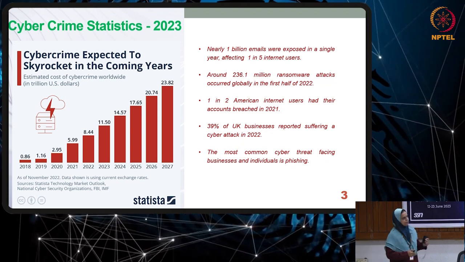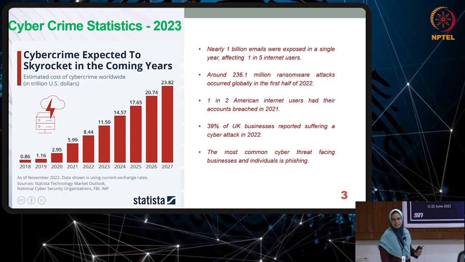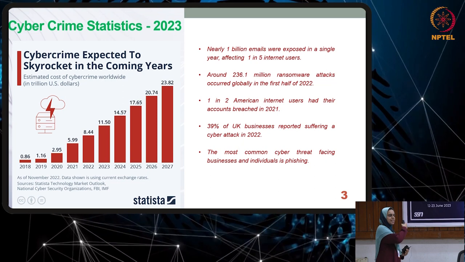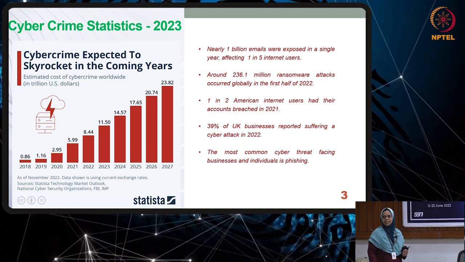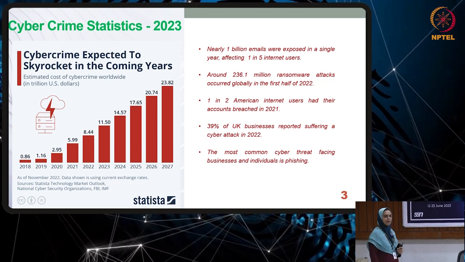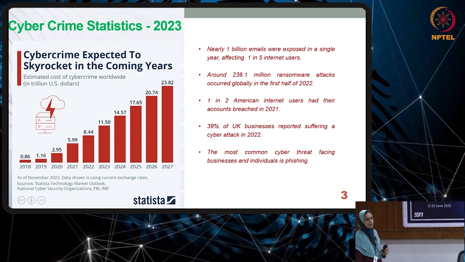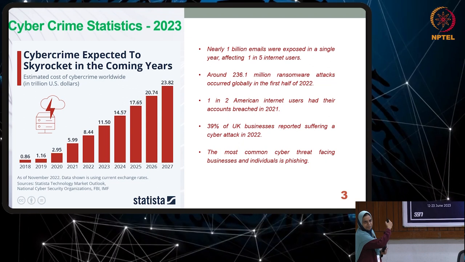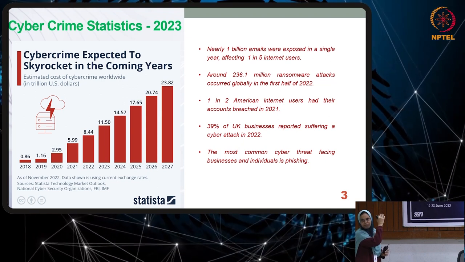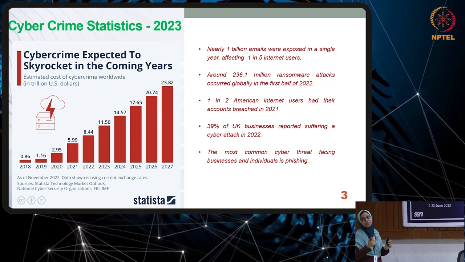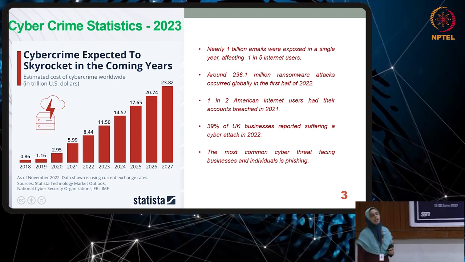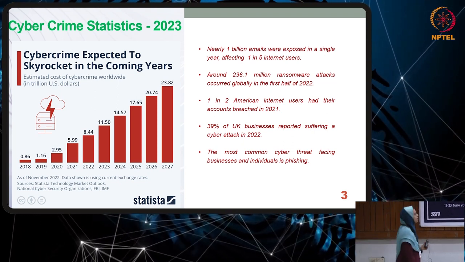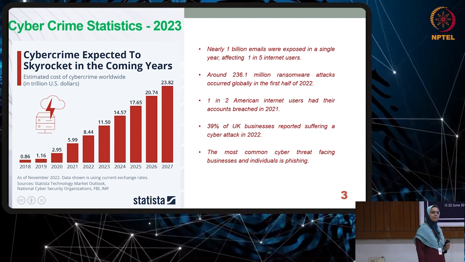So what idea do you get from this particular slide? There is an exponential growth, right? So when you see 2018 till 2027, what is the prediction? The cost of cybercrime is steadily increasing. So because there are that many cyber crimes which are happening in and around us, right? So you see some of the statistics here.